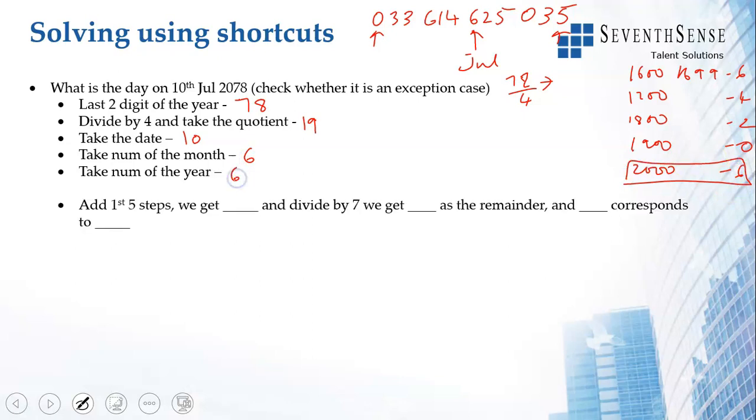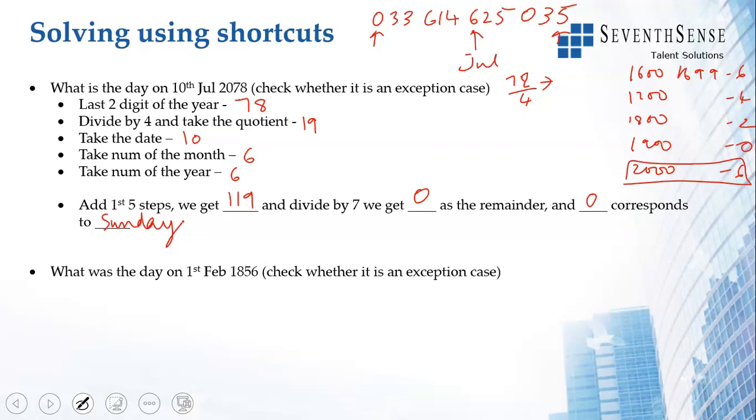Okay, so adding the first steps, what do we get? 78 plus 19, 97, 107, 119. We get 119. 119 when you divide by 7, we get 0 as the remainder. Okay, 17 sevens is 119. We get 0 as the remainder, and 0, as we know, corresponds to Sunday. So the day on 10th July 2078 is a Sunday.